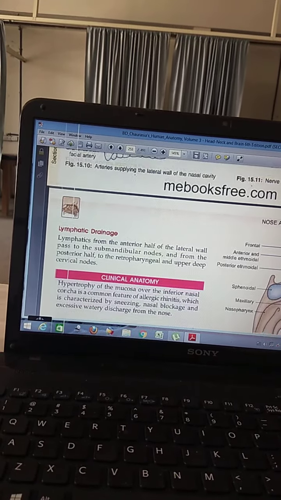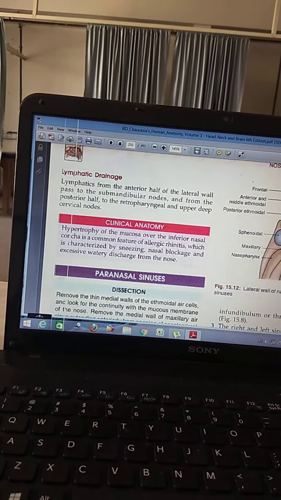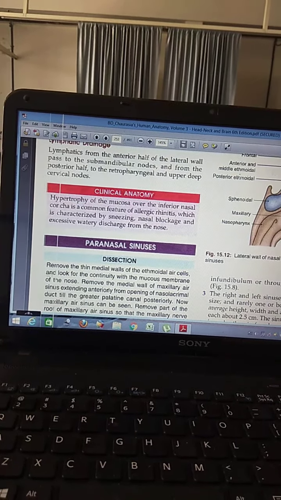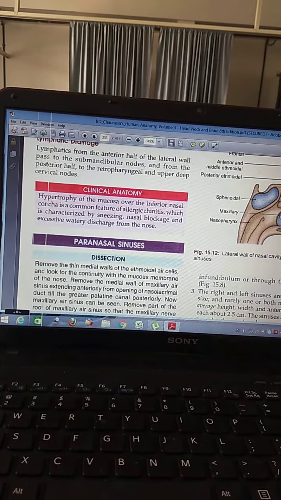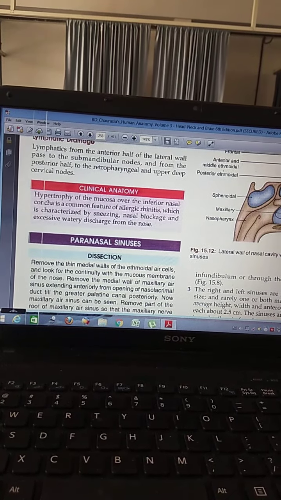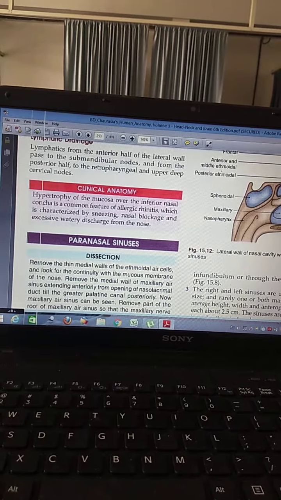Now lymphatic drainage. The lymphatic drainage from the wall goes partially to the submandibular nodes. And clinical anatomy: hypertrophy of the mucosa over the inferior nasal concha is a common feature of allergic rhinitis. Now paranasal sinuses.